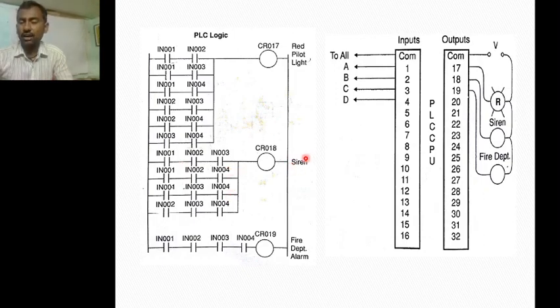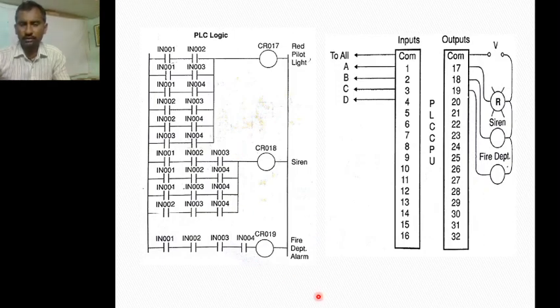The siren output can be represented as CR018. If all inputs are on, then the fire department alarm will be on. All inputs means only one combination: 1 2 3 4. So these are connected in series, and this will be the fire department alarm representation.